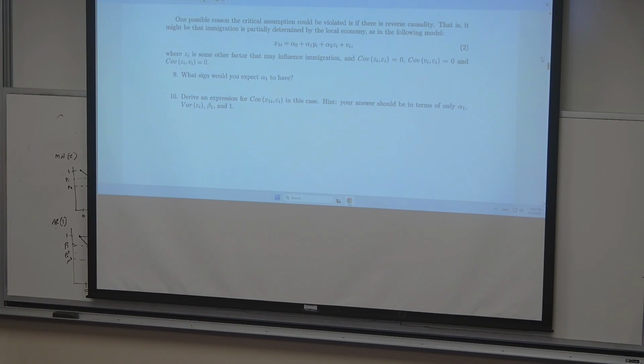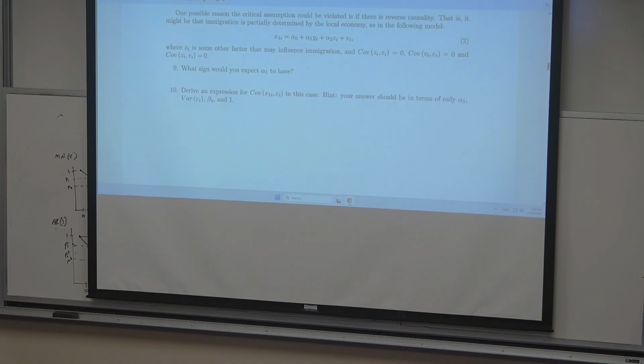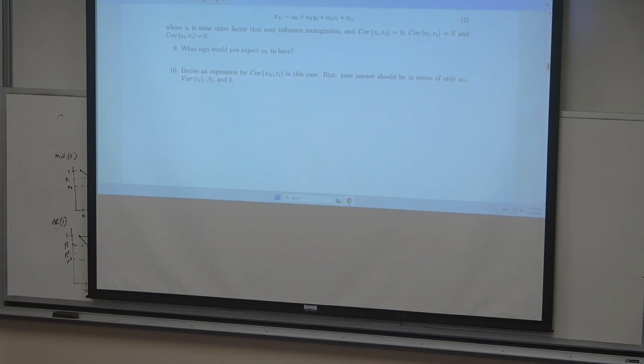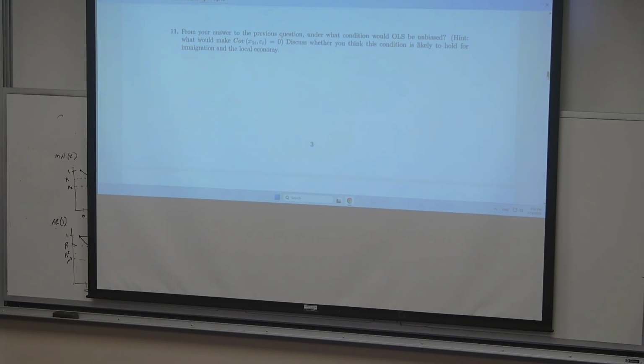Yeah. What sign would you expect alpha 1 to have? That's just using your intuition. Number 10, derive an expression for the covariance of x1 and epsilon in this case, right? That is the omitted variables bias derivation, which you guys also did on exam 1. Number 11, from your answer, under what condition would OLS be unbiased? If you have a coefficient on there, you end up with alpha 1 times some fraction. So if alpha 1 was 0, then OLS could still be unbiased, right?